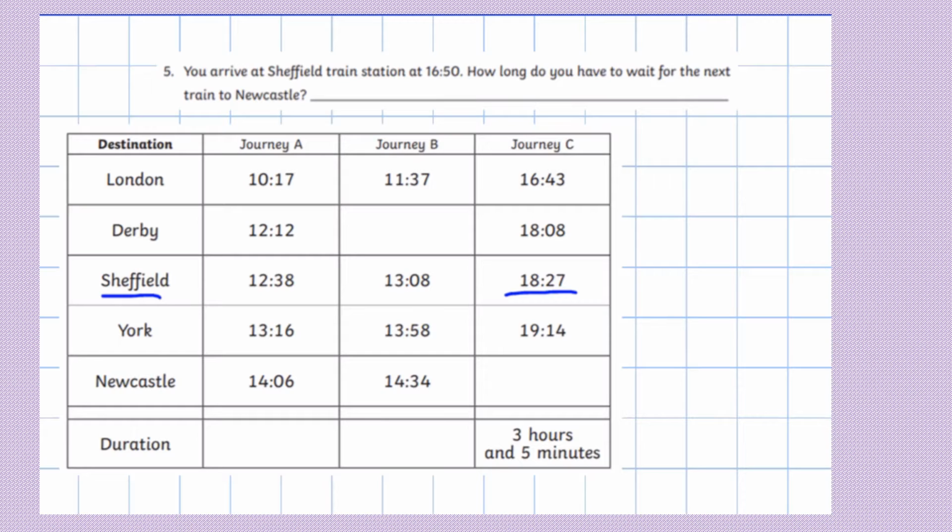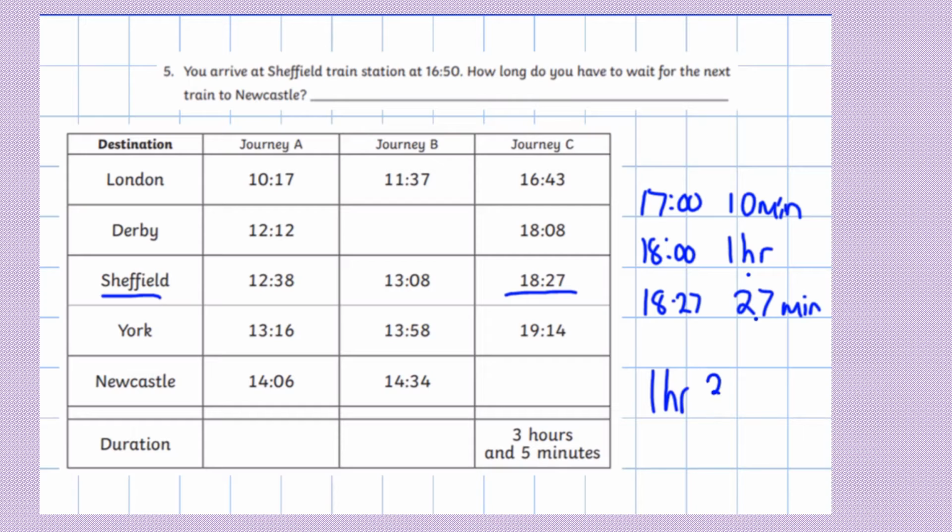Well, 16:50 up to 1700 is 10 minutes. Okay, and then 17 to 18 will be 1 hour, and then 18:27 when the train leaves is another 27 minutes. So we add all those together. So we've got 1 hour and 37 minutes time to spare.